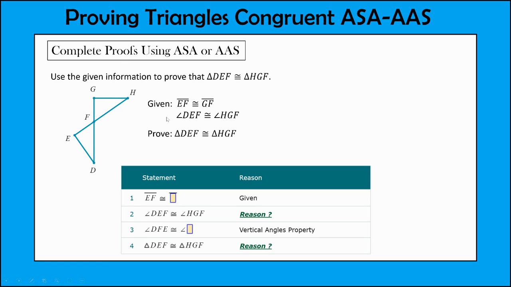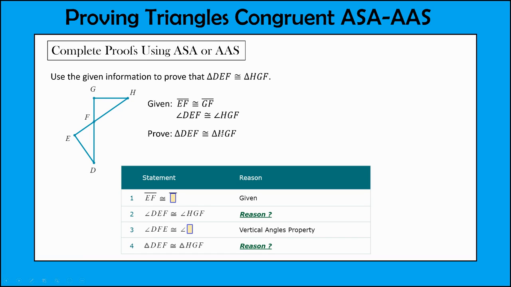All right, so here's our first example, and the first types of questions are just like yesterday, where you have to fill in the missing statements that give you the proof all laid out. So it says we're supposed to prove that triangle DEF, this triangle, and triangle HGF are congruent. They're identical to each other. We're given EF is congruent to GF, and we're given that angle DEF is congruent to angle HGF. And we're trying to prove this.